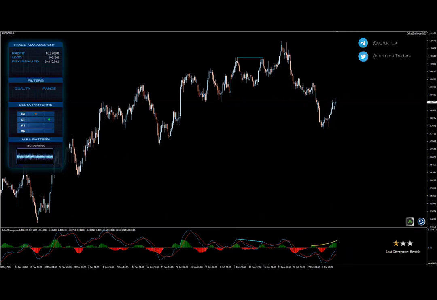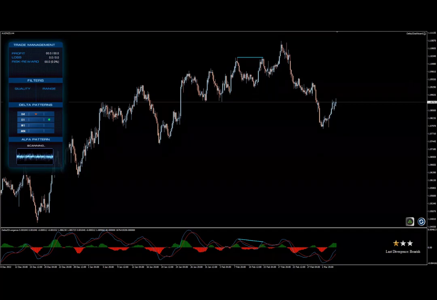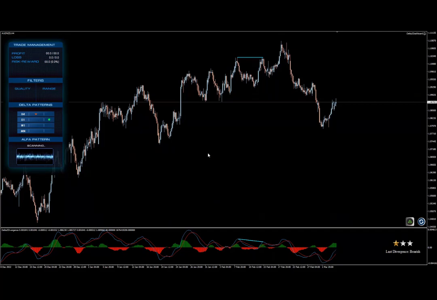Then I can see that upon the move up, the histogram on MACD also started providing hidden divergence. This is something that is suggesting continuation lower, at least as long as the previous high is not reached. All right. So those are very basic, simple things. And at this stage, at least, they fit.